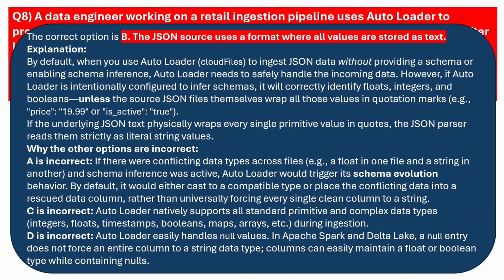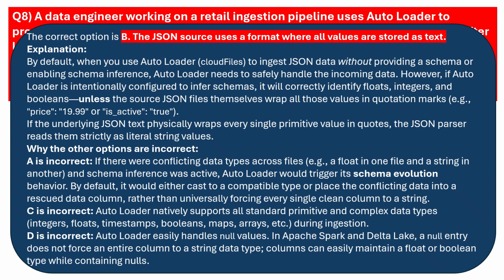If there were conflicting data types across files, e.g., a float in one file and a string in another, and schema inference was active, Autoloader would trigger its schema evolution behavior. By default, it would either cast to a compatible type or place the conflicting data into a rescue data column, rather than universally forcing every single clean column to a string.